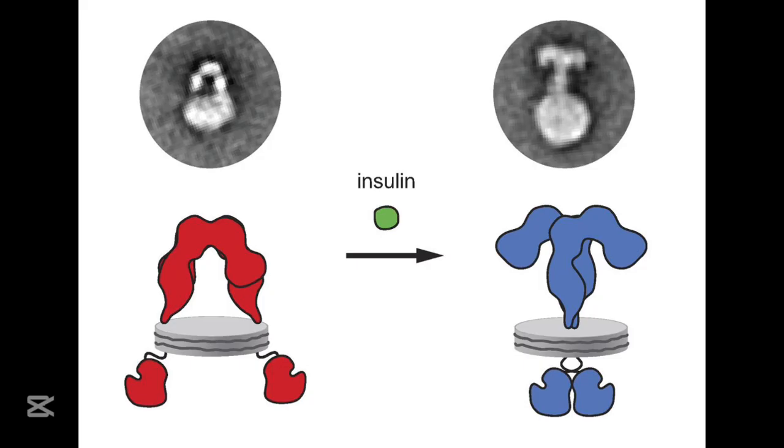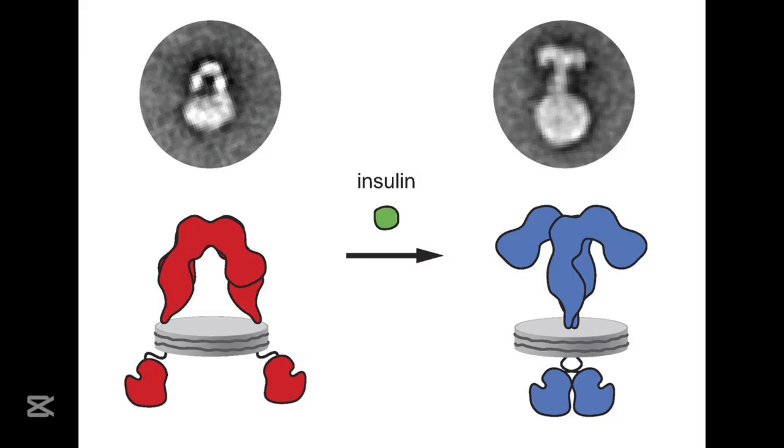Exactly. And this intricate signaling pathway is crucial for maintaining glucose homeostasis. Right. Disruptions in this pathway can lead to problems like insulin resistance and type 2 diabetes. It's incredible how this complex chain of events is triggered by a single hormone binding to its receptor.